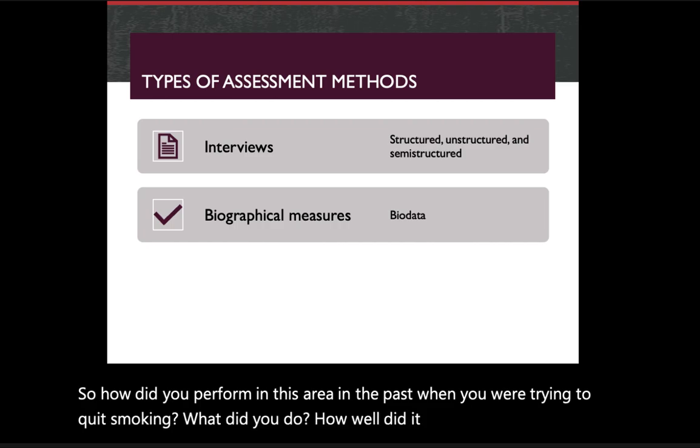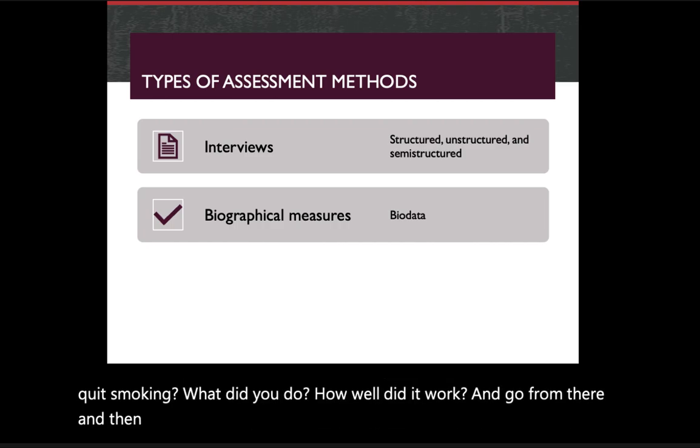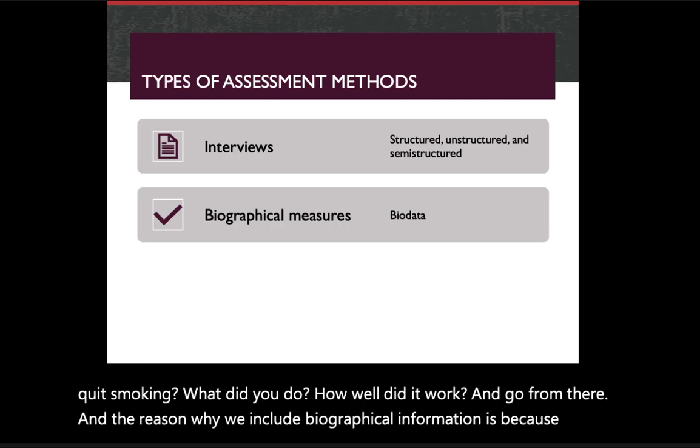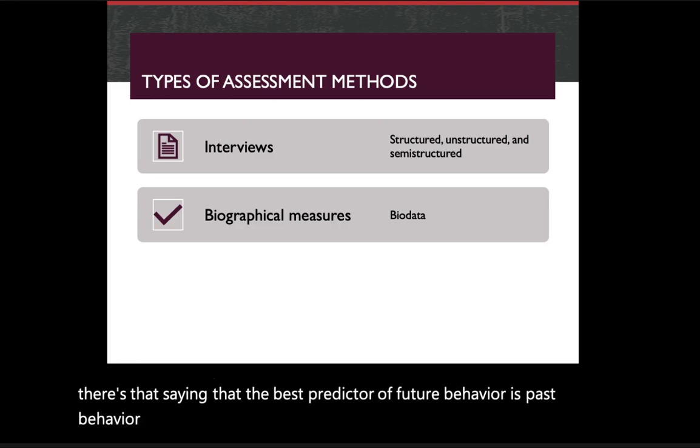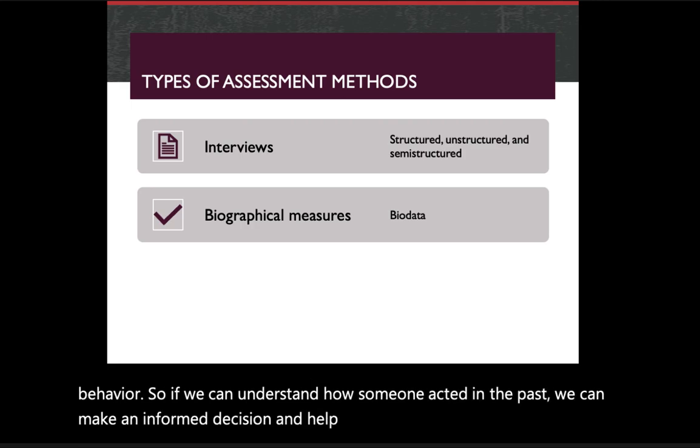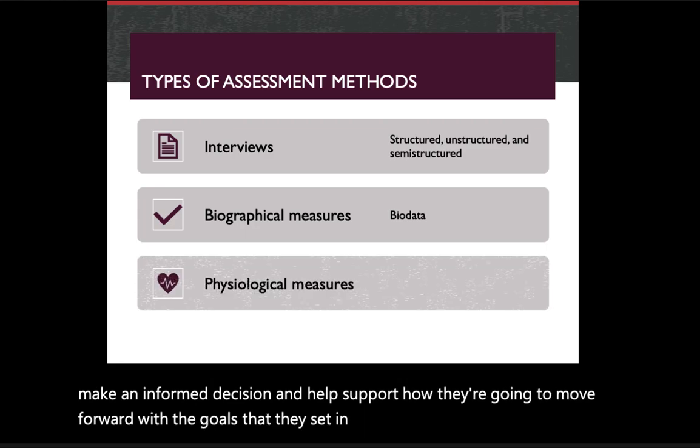And go from there. The reason we include biographical information is that saying that the best predictor of future behavior is past behavior. So if we can understand how someone acted in the past, we can make an informed decision and help support how they're going to move forward with the goals that they set in counseling.